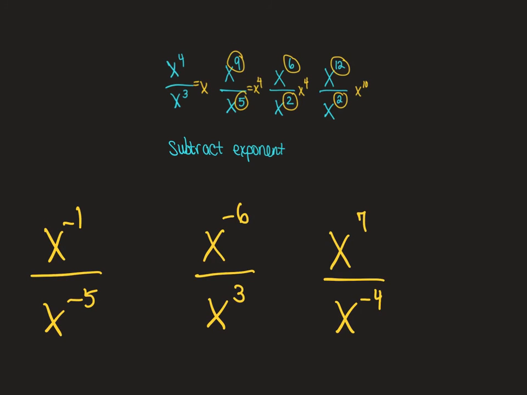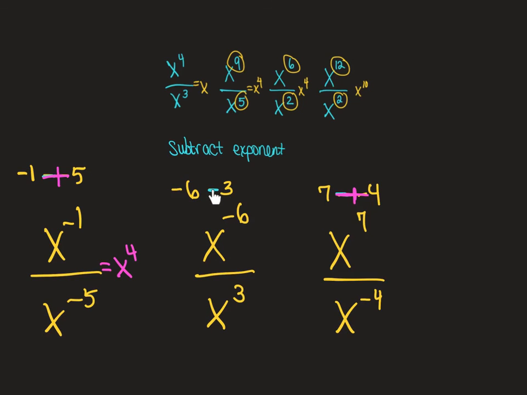Now let's try these. We're still doing the same rule, subtract the exponents. It just looks a little funky. So I have negative 1 minus negative 5. I have negative 6 minus 3. I have 7 minus negative 4. So the subtraction sign is right here each time. And if you see two minuses touching, we have to fix them. We can't leave them like that, so that becomes a plus. This over here becomes a plus. Negative 1 plus 5 is 4. Final answer, x to the fourth.